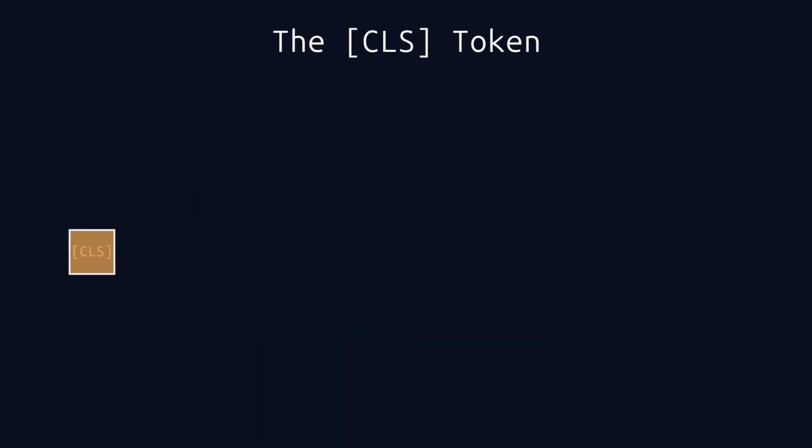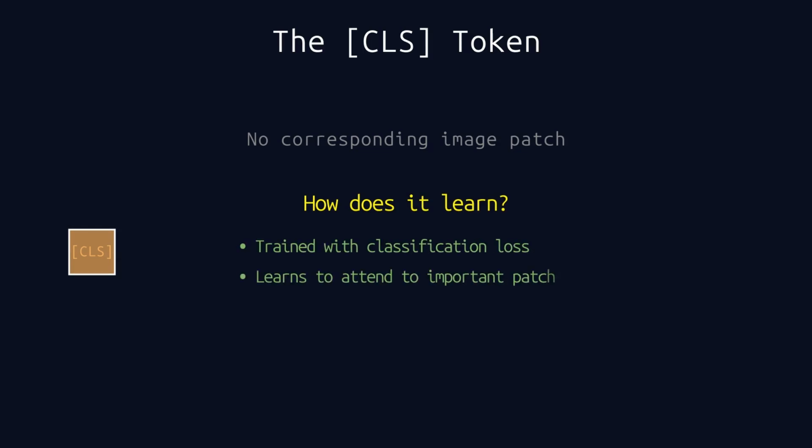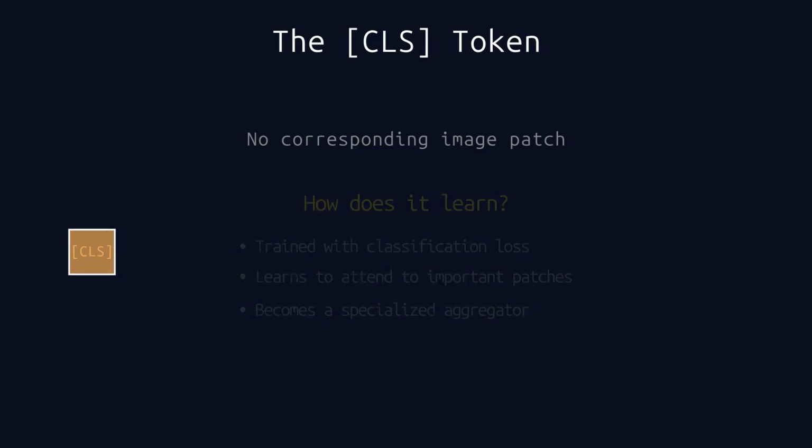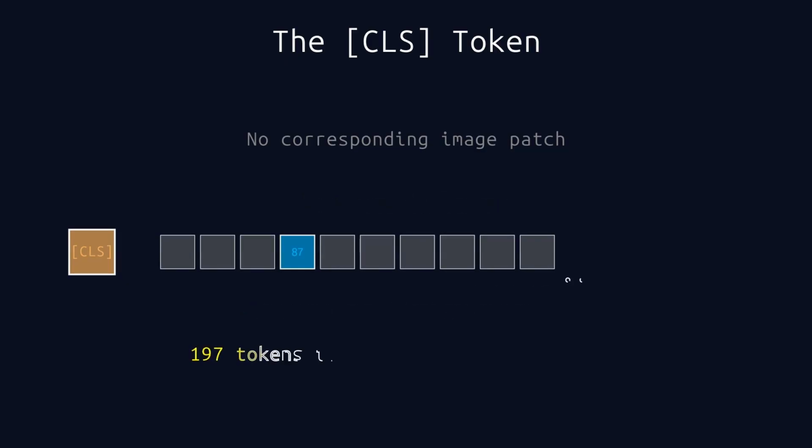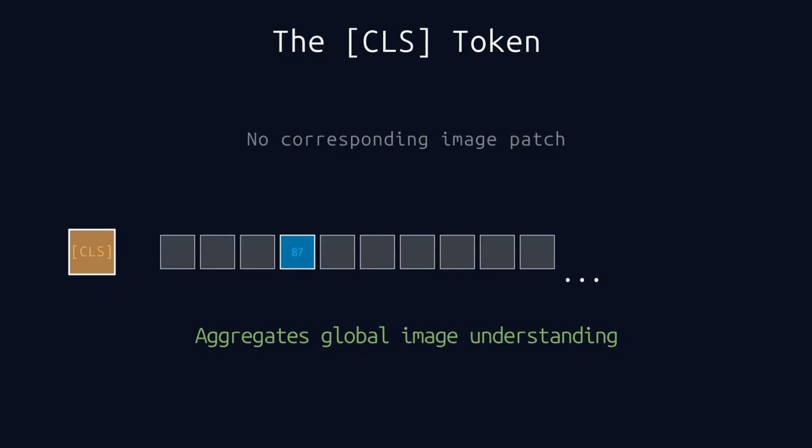Vision transformers for classification tasks add something special, a class token, or CLS. This is a learned embedding that doesn't correspond to any image patch. It's prepended to the sequence. Here's what's important. The CLS token is just another token in the attention mechanism. While our 196 patches represent the image content, the CLS token learns to attend to useful patches through the same attention operations. And crucially, patches can also attend back to the CLS token. It's bidirectional. Through this attention mechanism, the CLS token aggregates information from across the image. At the end, we'll use it to make our classification decision.